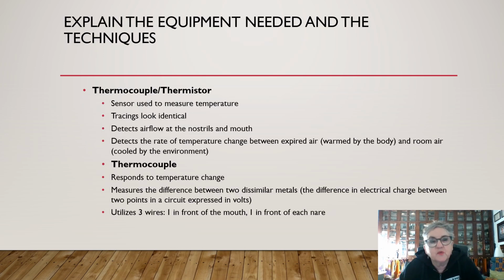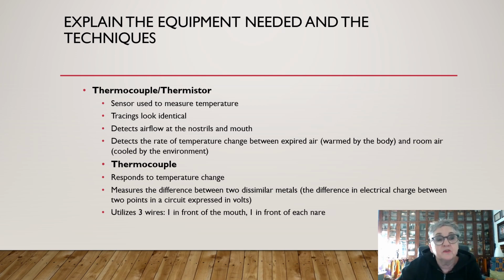The first ones we're going to talk about are the thermocouple and thermistor. Both sensors are used to measure temperature. The tracings look identical. They detect airflow at the nostrils and the mouth, and they detect the rate of temperature change between expired air, warmed by the body, and room air, cooled by the environment.